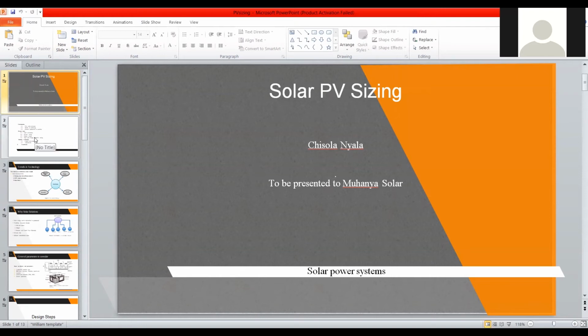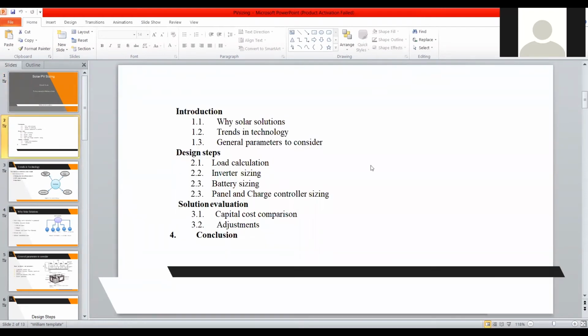Yeah, and in this we'll look at why solar solutions, then some trends in technology, then also look at general parameters to consider before you actually design your system. Then from there, we'll go into the design steps for your system. And then after you've done your design, you want to evaluate the solution that you've come up with. Is it feasible? Is it tangible? Does it make a difference? I mean, does it make sense? Does it meet your cost or your client's cost? Yeah, so let's get started.